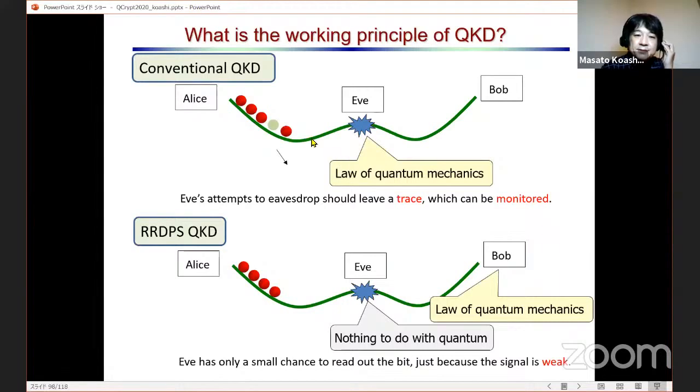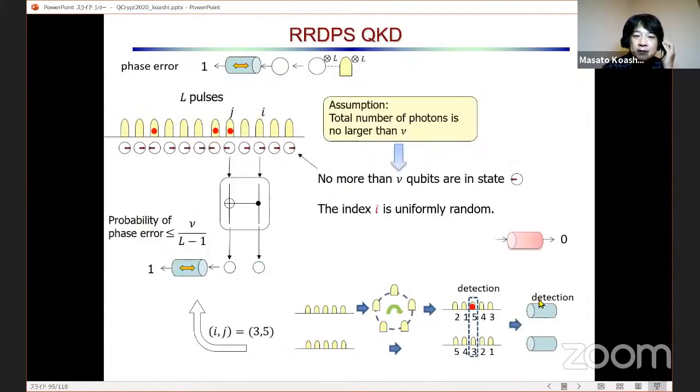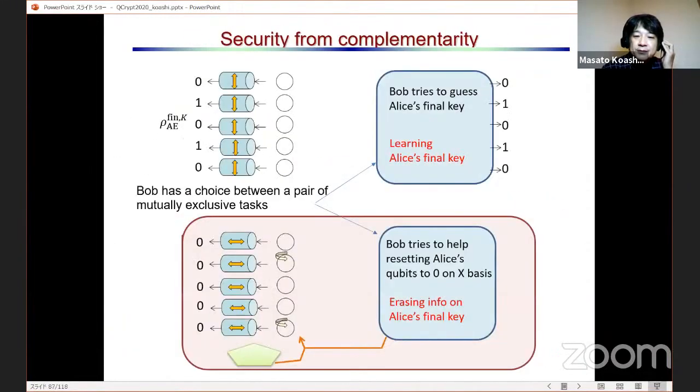So this is contrasted with conventional QKD in which the focus is on this part. Any measurement leaves a trace. This is a quantum property. So normally we think that quantum mechanics comes in this part. But in this protocol, there is no quantum property here. So the only place where quantum mechanics comes in is Bob's part. And that is the property of complementarity I have shown you in the first half of the tutorial talk.